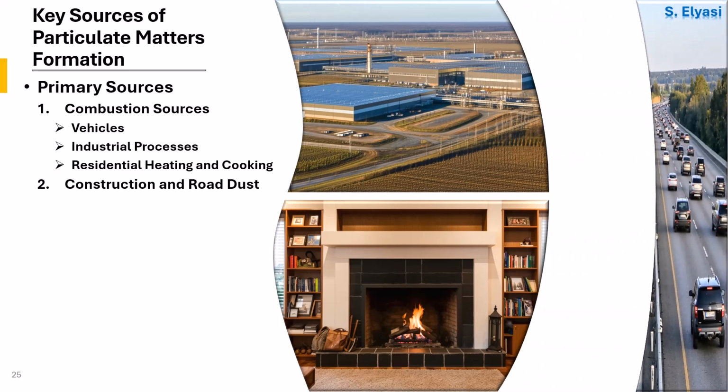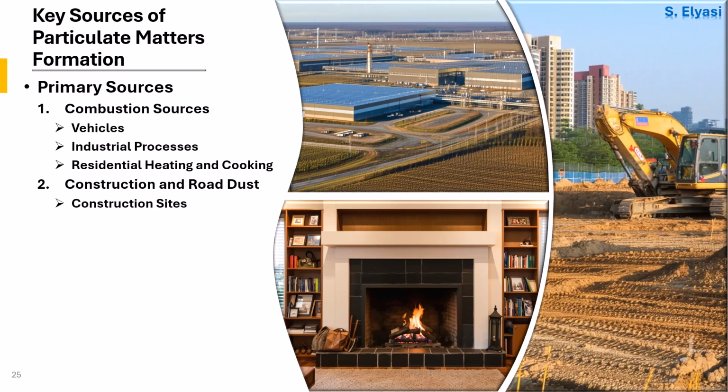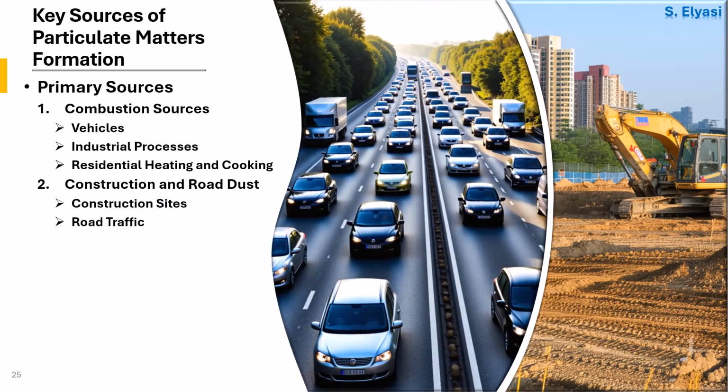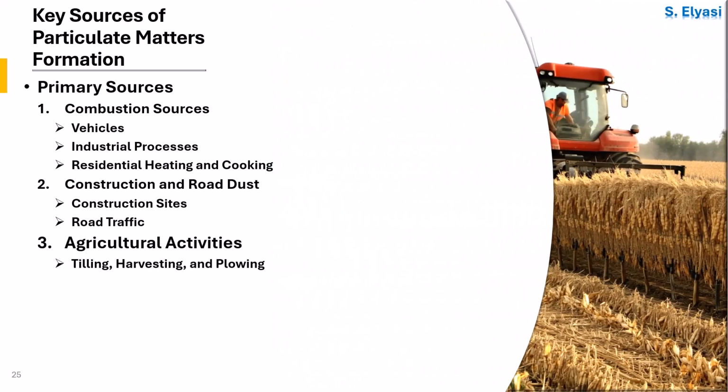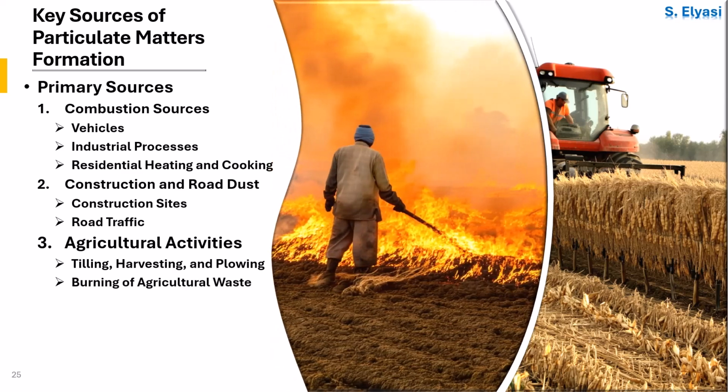Construction and road dust. Construction sites. Activities such as demolition, building, and the handling of cement and other materials generate dust. Road traffic. Vehicles stir up dust and particles from roads, especially unpaved ones. Agricultural activities. Tilling, harvesting, and plowing. These disturb the soil and release dust. Burning of agricultural waste. Open burning of crop residues is a significant source of particulates.